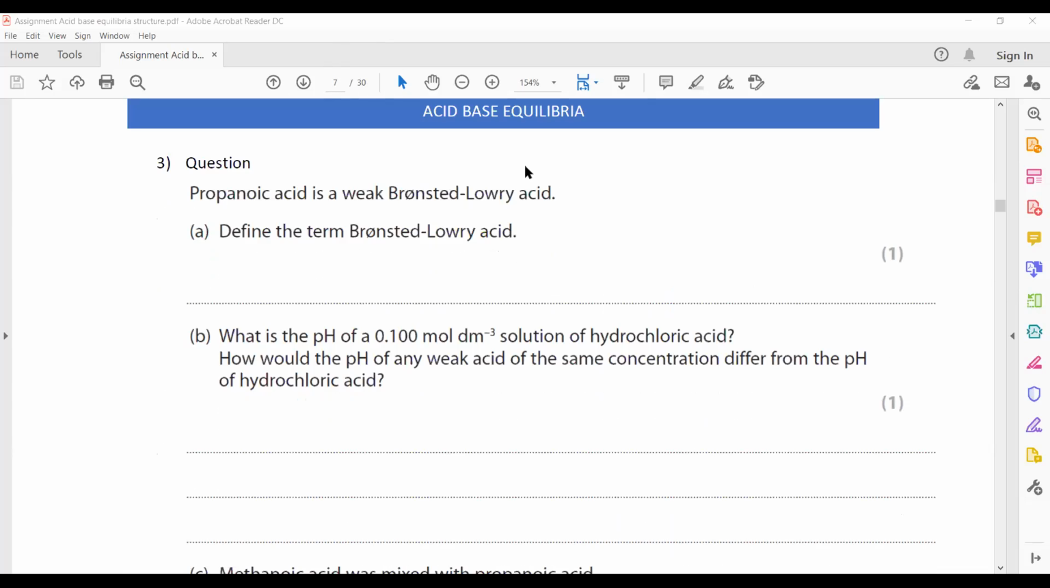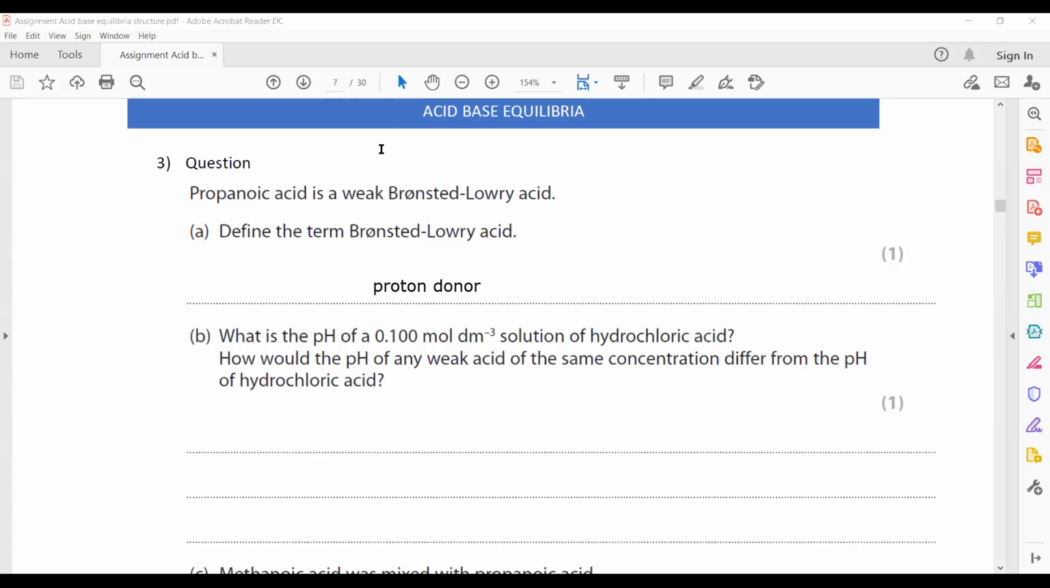Then, propanoic acid is a weak Brønsted-Lowry acid. Define the term acid. So the definition of acid: acids are proton donors. That's the definition of acid. Acids are simply proton donors. If you say hydrogen ion donor, that's not acceptable. It should be proton donor.